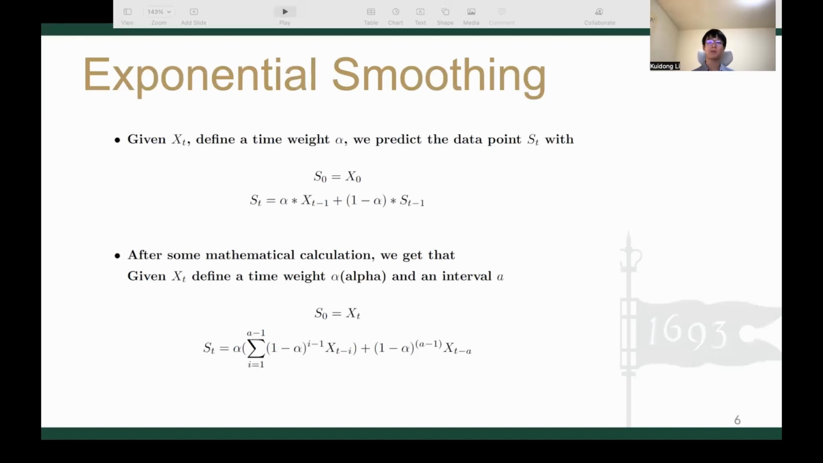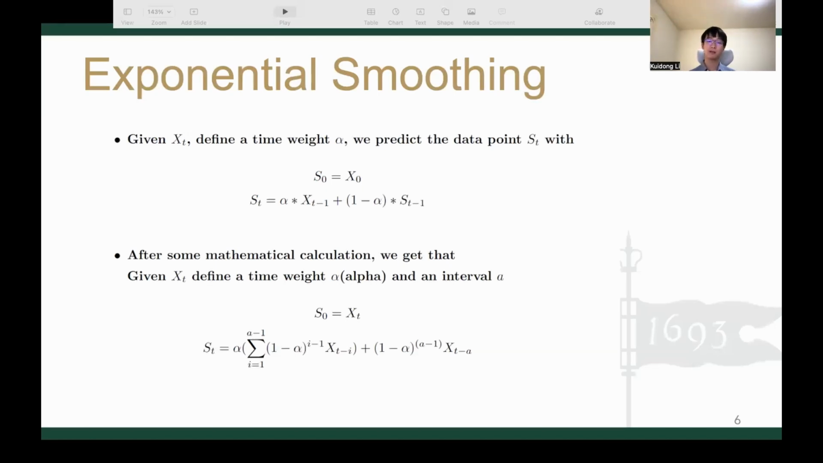Exponential smoothing is like a moving average with a weight we can give to the data. We define a weight alpha, so that the prediction for day t will be alpha times the data we collected at day t minus 1, plus 1 minus alpha times the prediction we made for t minus 1 at t minus 2. Shown here is our definition.